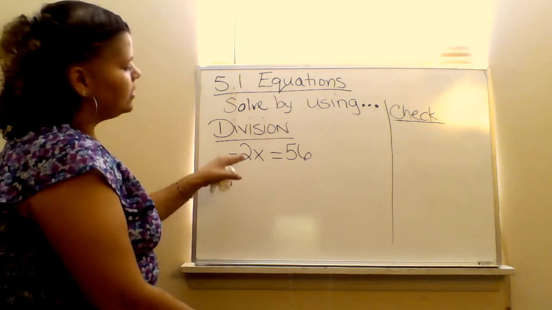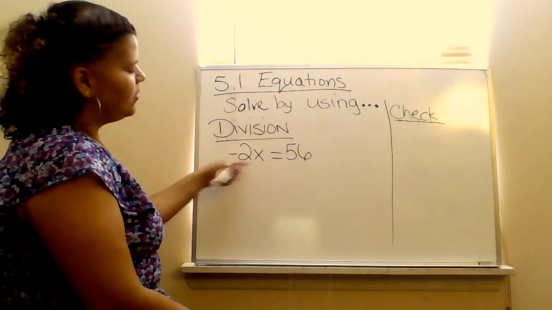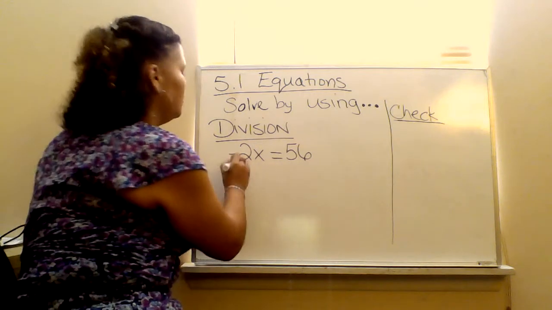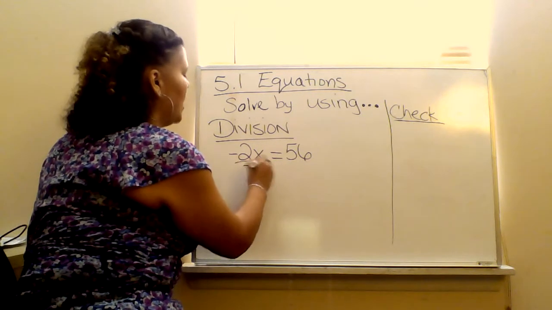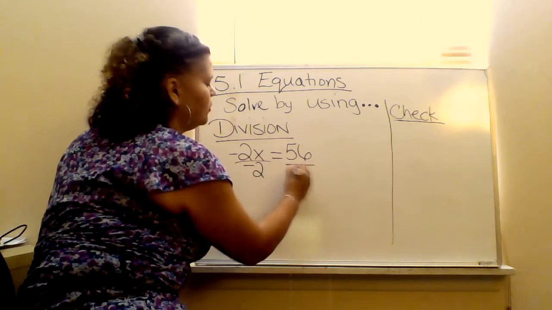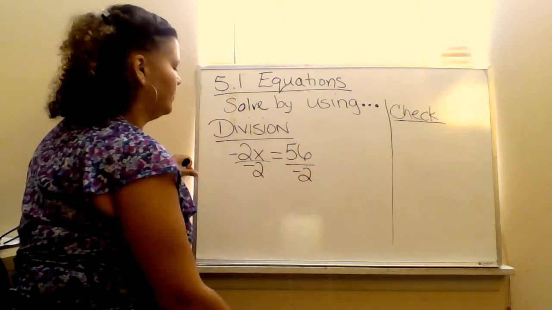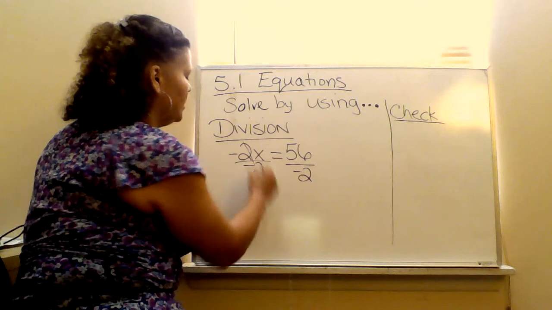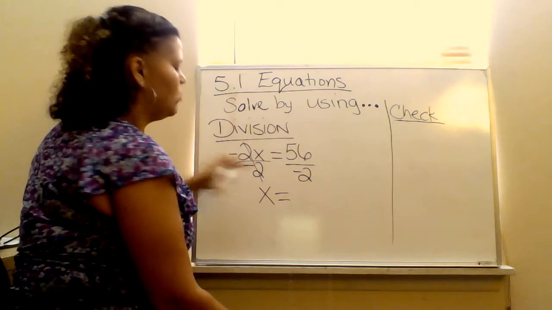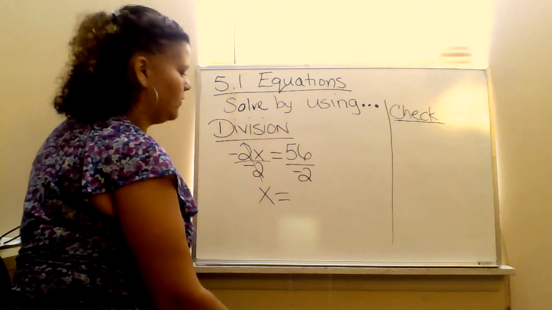So you always try to get rid of the number that's next to the variable. So I'm getting rid of not just 2, negative 2. So I am dividing by negative 2. And whatever you do to the left, you have to do to the right as well. So these cancel, and you're left with x on the left. And then what you have here is 56 divided by negative 2.